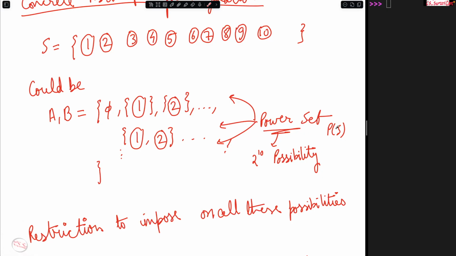And that power set is represented by this: phi, the empty set, then 1 being directly taken from here, 2 being directly taken from here, then 2 of them being grouped together, likewise then 3 are going to be grouped together, and likewise all possible sets have been written.